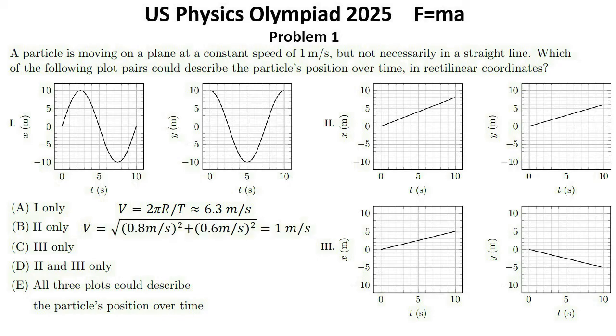In plot 2, the particle moves at a constant speed of square root of 0.8 squared plus 0.6 squared, which is 1 meter per second. In plot 3, the particle moves at a constant speed of square root of 0.5 squared plus negative 0.5 squared, which is less than 1 meter per second. So the answer is B. That was the solution for problem 1.